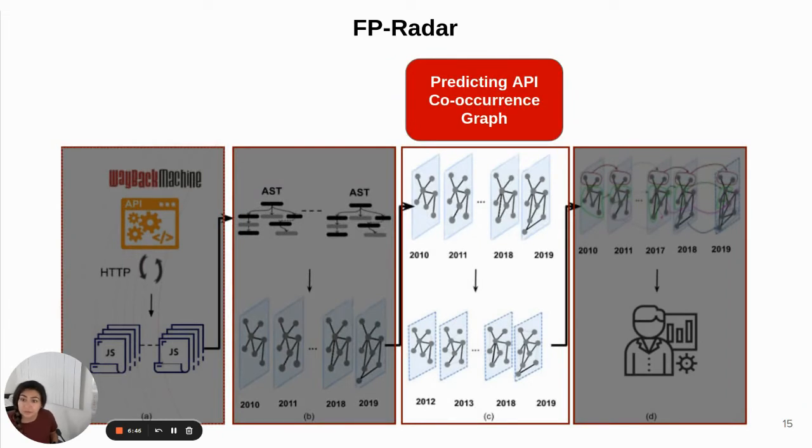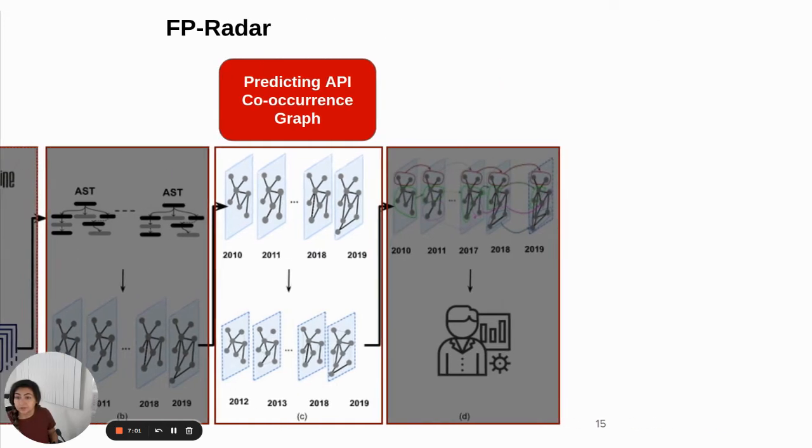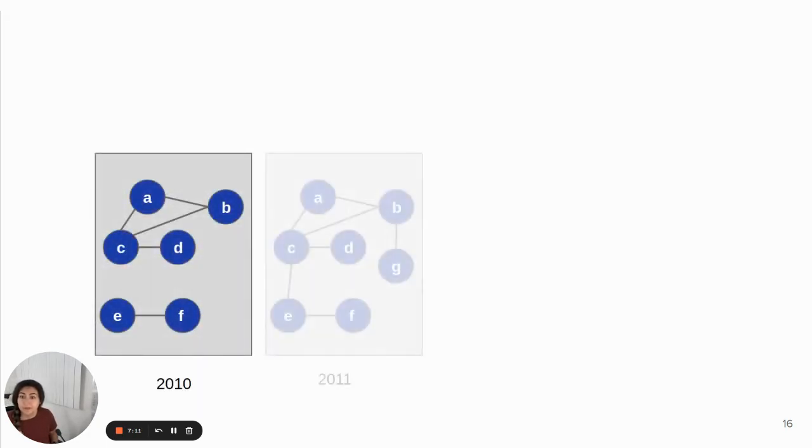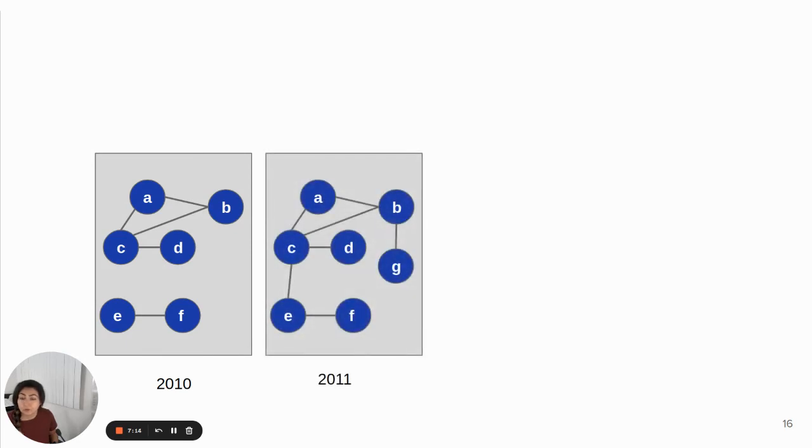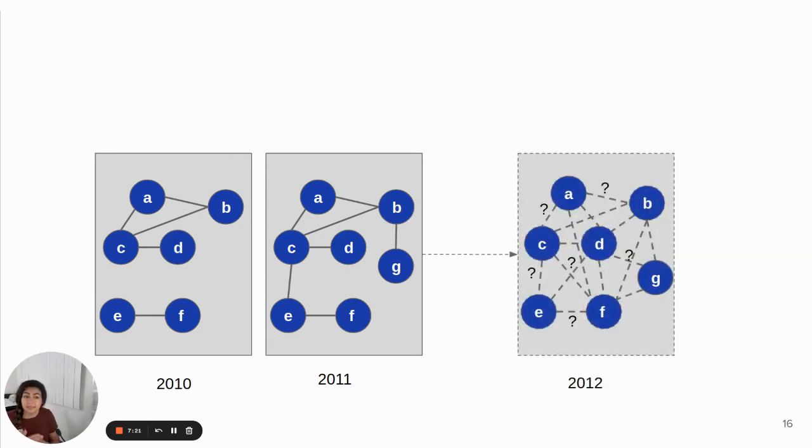Once we create the longitudinal graph representation, we try to predict the abuse of unknown APIs in the future based on their concurrence with fingerprinting APIs. Now let's have a closer look at the graph prediction procedure. First, we try to predict the API concurrence in the future, that is, which API will appear in which script in the future. Suppose we have actual web API connectivity data from 2010 to 2011, and we want to predict the concurrence in the next year.